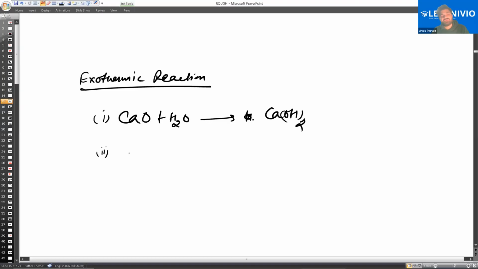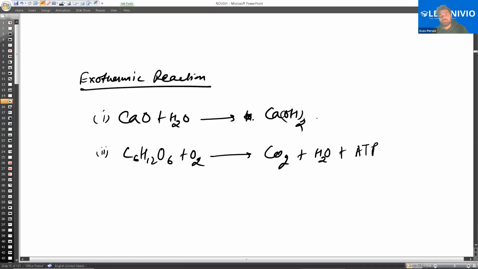Second very popular reaction is respiration. Respiration is the breakdown of glucose. C6H12O6 plus oxygen gives carbon dioxide plus water plus a large amount of energy, ATP, plus light and heat. So there are some very popular reactions.